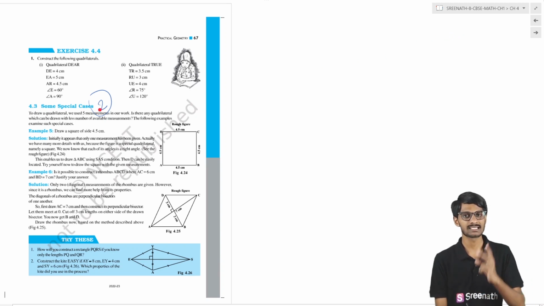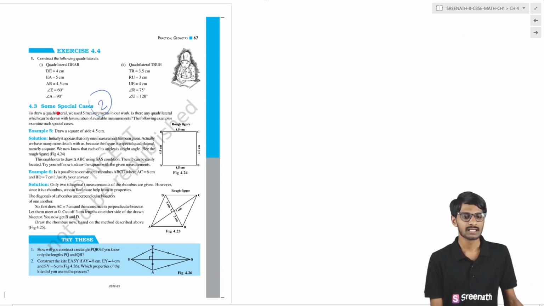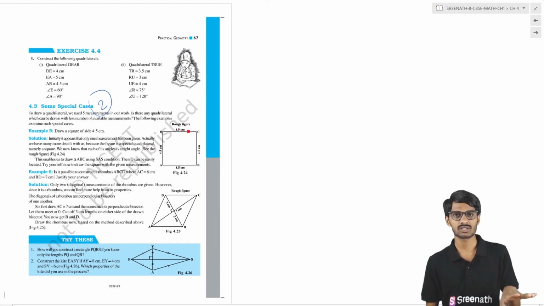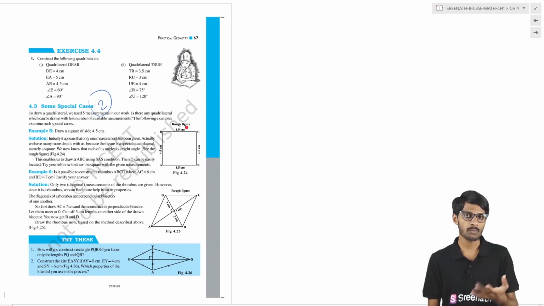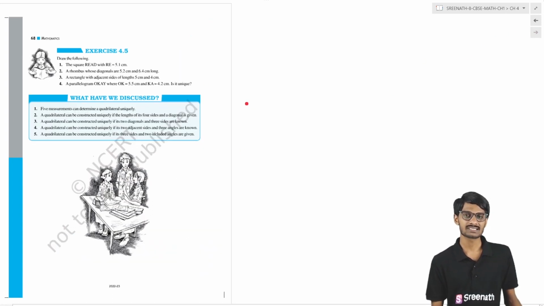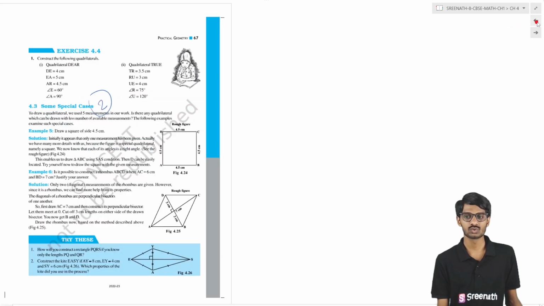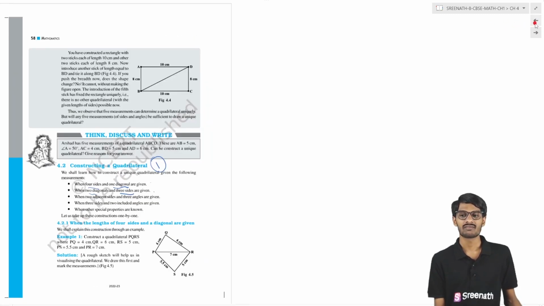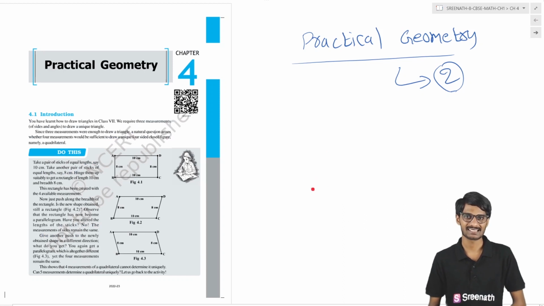And what is the next topic? The second topic is some special cases. In the first topic they give a lot of information, but here they do not give that much information. They only give small information, but by knowing the properties of the quadrilateral, we can get more information from the given information, and finally we construct the quadrilaterals. That is what we are going to learn in the second topic, students. Your chapter will be completed after discussing these two topics. So finally our overview is completed.